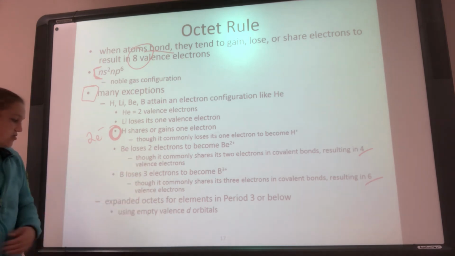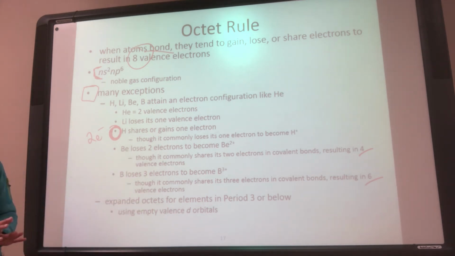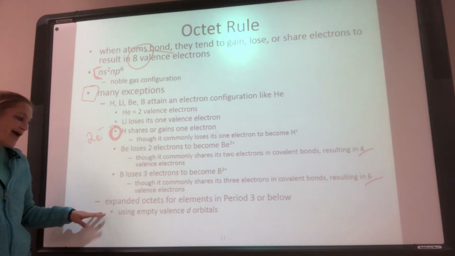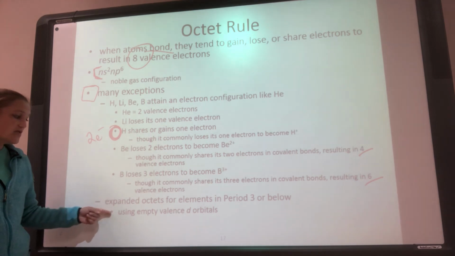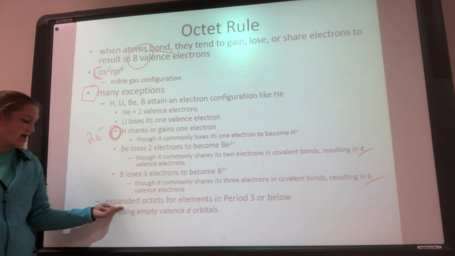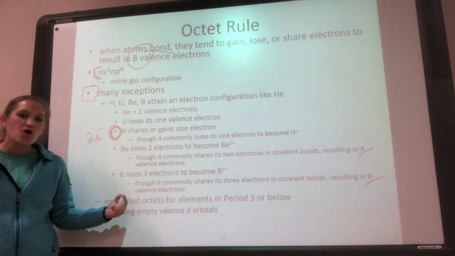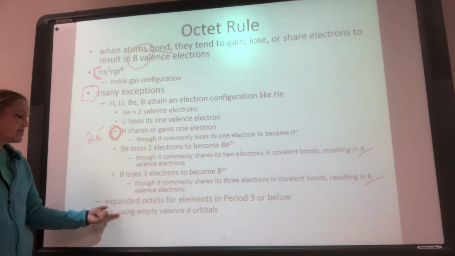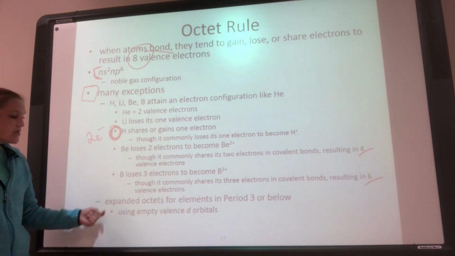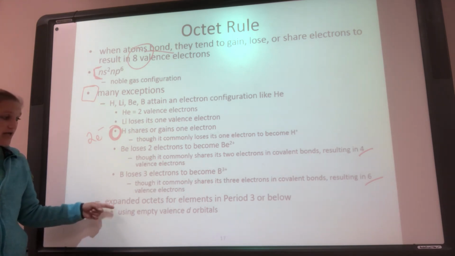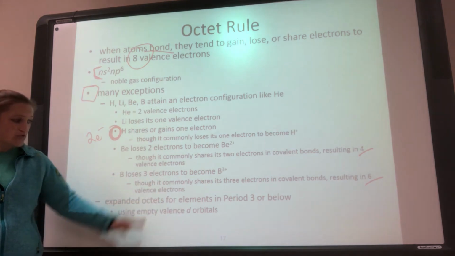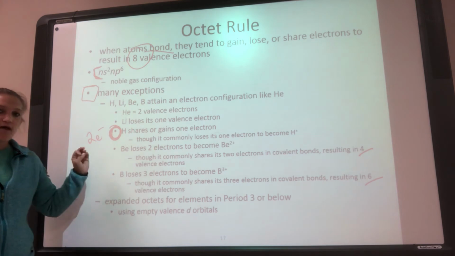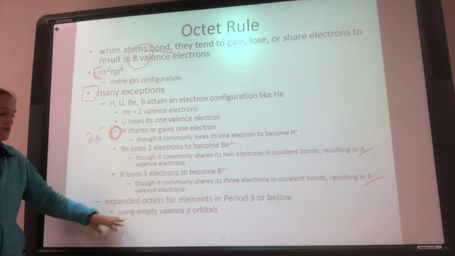At the end of this little section, when we start doing the basic Lewis structures, we're going to talk about how some elements can actually have more than 8. So they can have what's called expanded octets. Okay? And there's going to be steps, and one of the steps will be to look to see if it's going to expand or not. So some elements can have expanded octets. They have to be in row 3 or below, so period 3 or below, and that's because they have d orbitals, and they can put those extra electrons in those d orbitals.